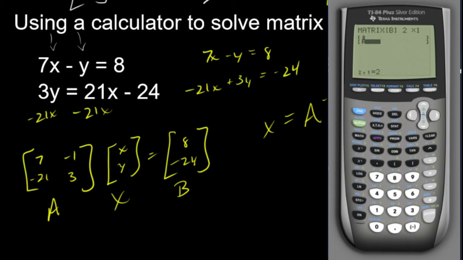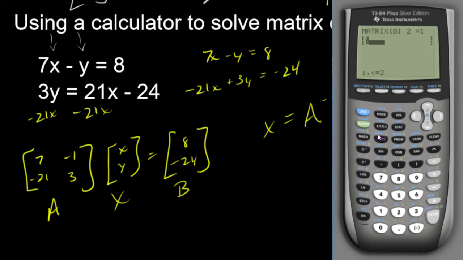Whoa, I moved my window. Here we go. 8 and negative 24. Now you do A inverse B. So go into matrix, under names, enter in matrix A, press the inverse button, go back into the matrix menu, go down to B, enter that in. A singular matrix.